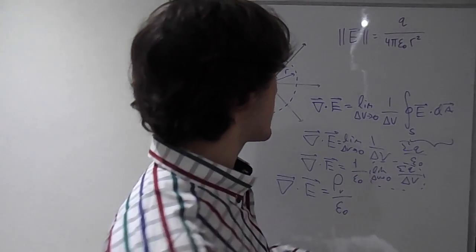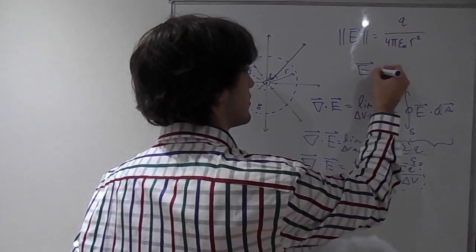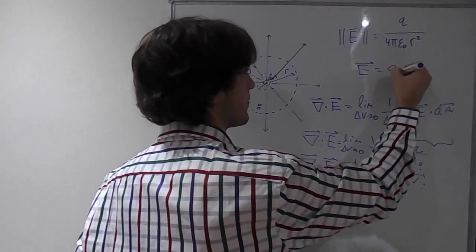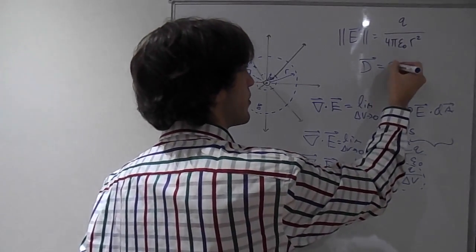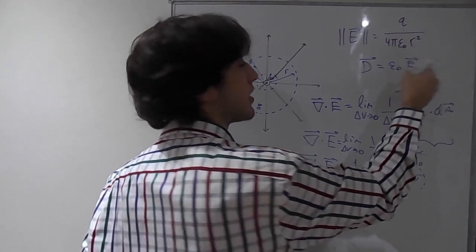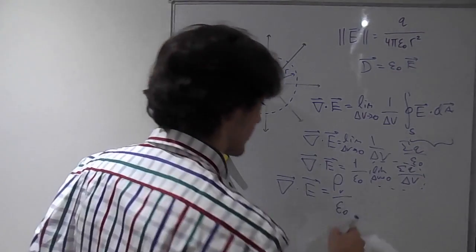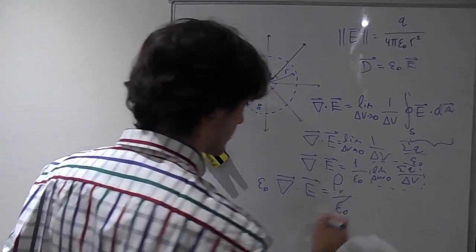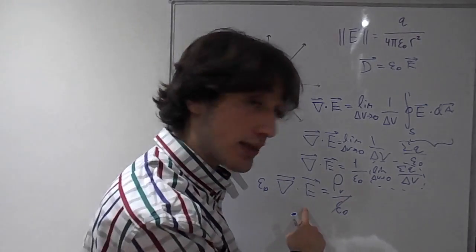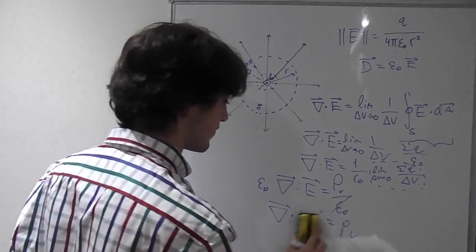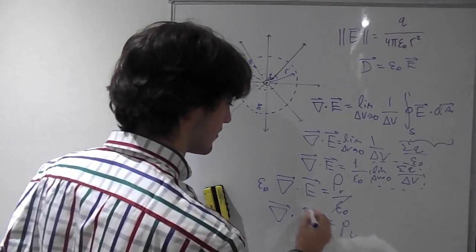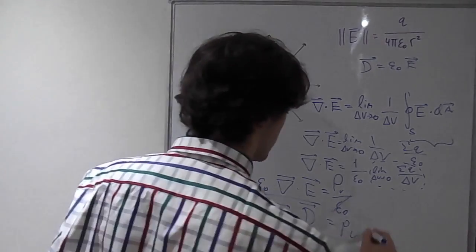And if you wanted to get to the traditional form with the D in there, let me remind you, the D field, for our purposes, is just epsilon naught times the E field. So I can bring the epsilon naught here, like that, and then I can bring this into the divergence operator because it's a constant, and that, again, by definition, is the D field. That's the differential form of Gauss's law.